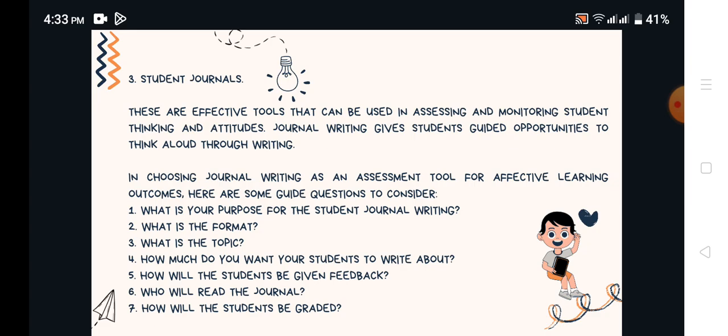In choosing journal writing as an assessment tool for effective learning outcomes, here are some guide questions to consider. First, what is your purpose for the student journal writing? Second, what is the format? Third, what is the topic? Fourth, how much do you want your students to write about? Fifth, how will the students be given feedback? Sixth, who will read the journal? And seventh, how will the students be graded?